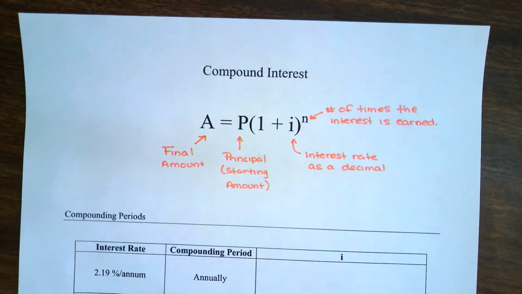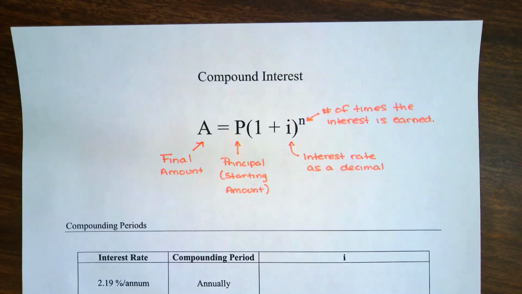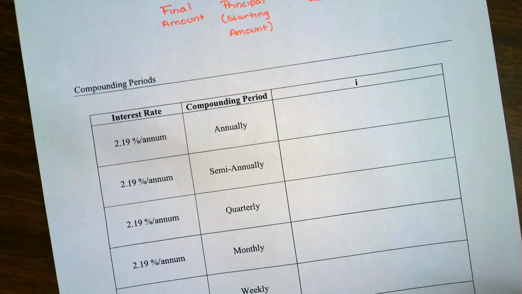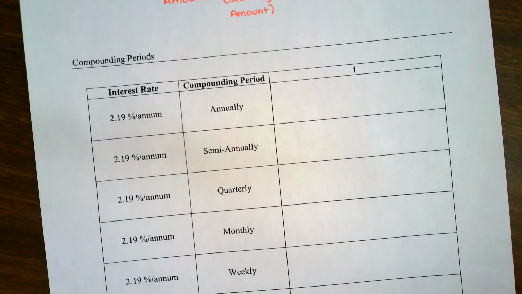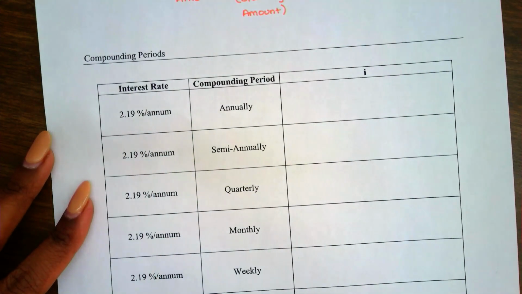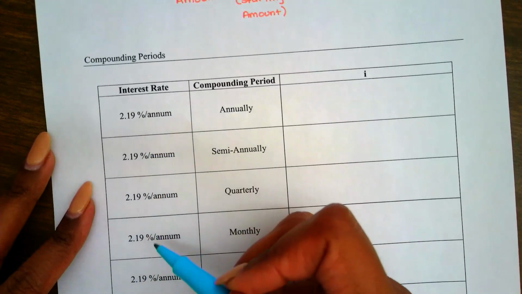Okay, so you should have that completely filled out. Obviously, you can pause the video because I'm going to move the paper. Okay, so we have different compounding periods. In the previous handout, everything we did was compounded annually, which means once a year. Annually, we're going to look at an interest rate of 2.19% per annum for all of these. Per annum means per year.